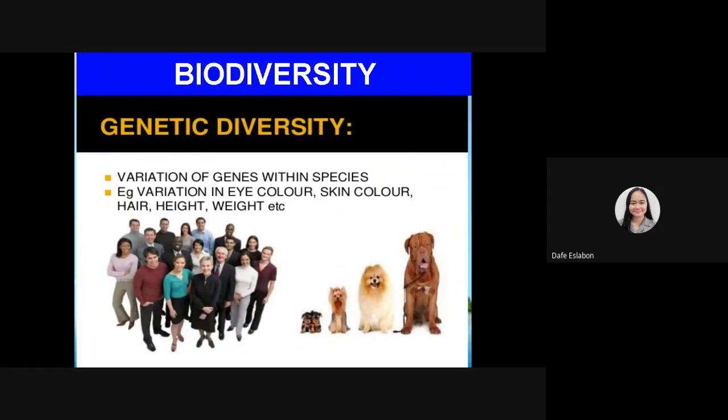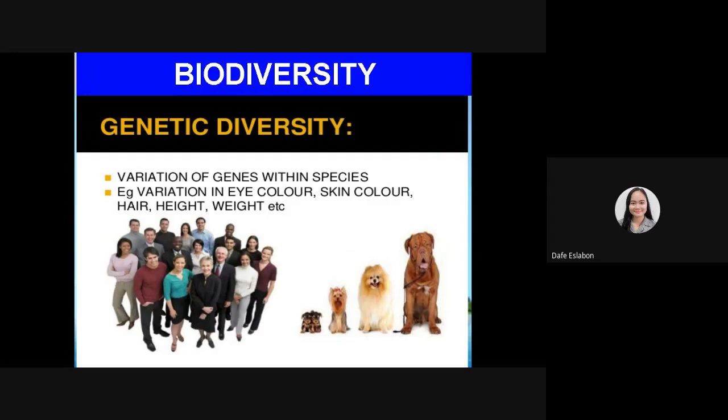There's also genetic diversity, variation of genes within the species, just like what the previous slide says. For example, variation in eye color, skin color, height, weight, and many more. So dogs, there are many kinds of dogs. Dogs differ in their height, in their color, in their skin color, their eyes, their weight, and everything. The same with humans. These are all humans, but they differ in their height and their sizes and their skin color and their eyes and the features of their physical appearance.